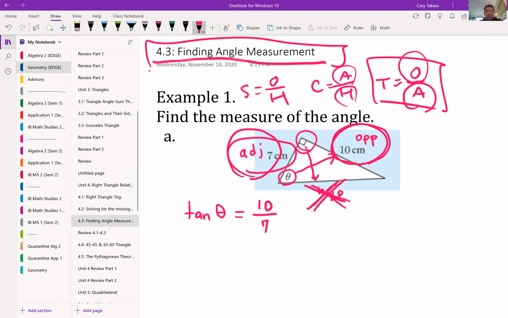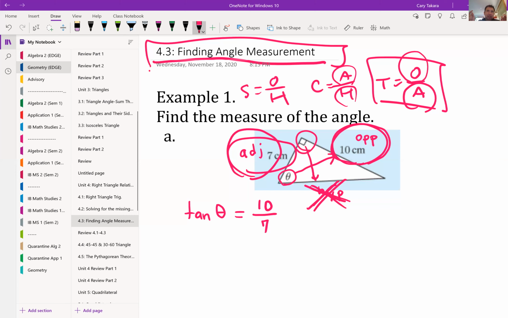Now, how do we find the angle measurement? Well, we don't know the angle measurement, but we do know the ratio. It's a 10 to 7 ratio. It's a 10 by 7 triangle. The 10 is the longer leg, opposite. Adjacent is 7. So how do we get back to the angle measurement that will give you a 10 to 7 ratio?